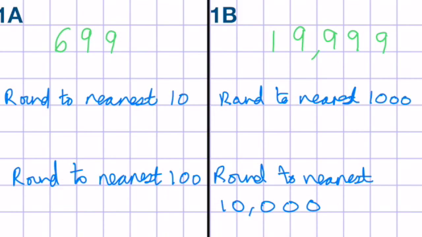You have 699 rounded to the nearest 10 and the nearest 100, and 19,999 rounded to the nearest 1,000 and 10,000. Press pause and then we'll go through the answers.